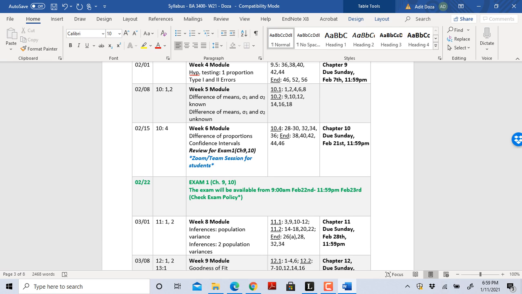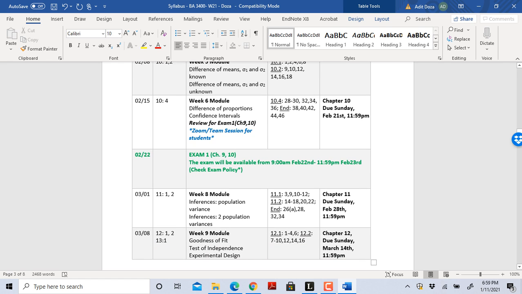Sometimes some of you are working in the daytime, so you want to take the exam at night, or some people want to take the exam in the morning. So there is 2 days flexibility. On February 22nd and February 23rd, it will be available from 9 a.m. to 11:59 p.m. To take the exam, you will have to install the Respondus lockdown browser and the Respondus monitor. I will briefly touch on that soon.